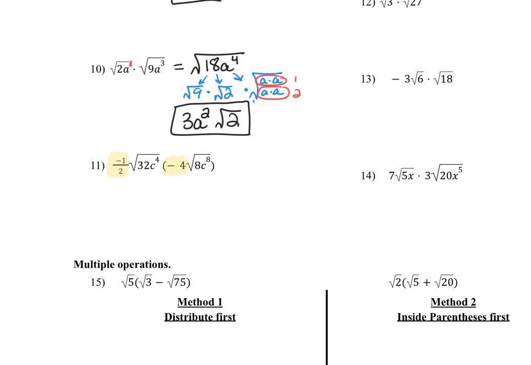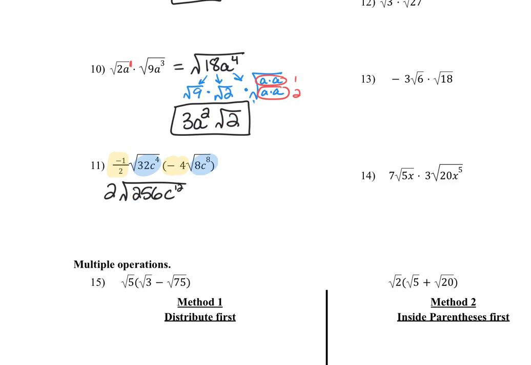If it's under, it can only be multiplied with an under. So we multiply negative 1/2 times negative 4, that gives us a positive 2. And then I go ahead and I multiply my 32c to the 4th and 8c to the 8th. When I multiply 32 and 8, I get 256. C to the 4th times c to the 8th gives me 12 c's altogether. Remember, we add exponents.